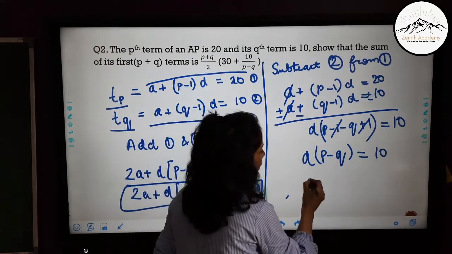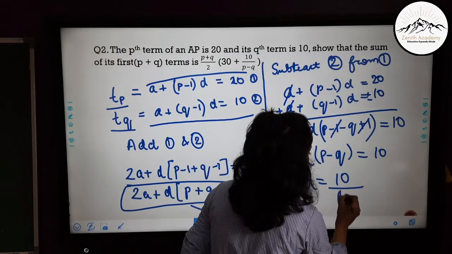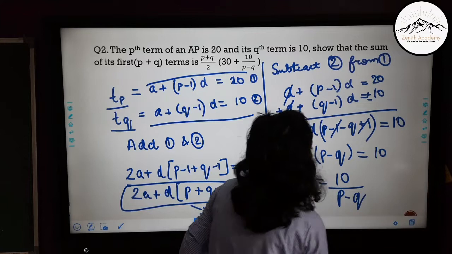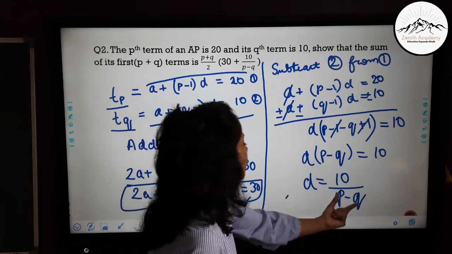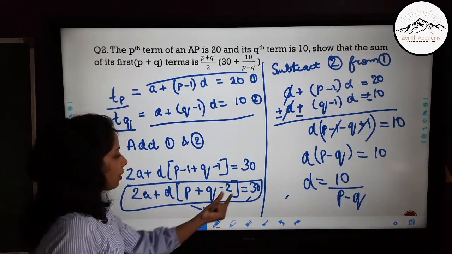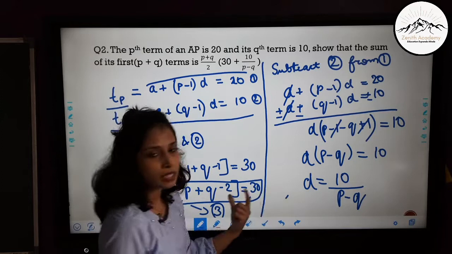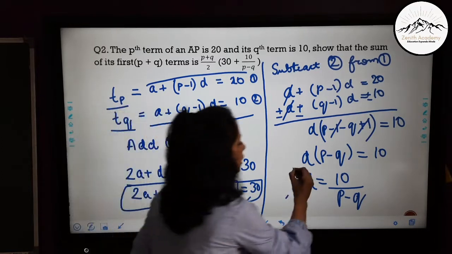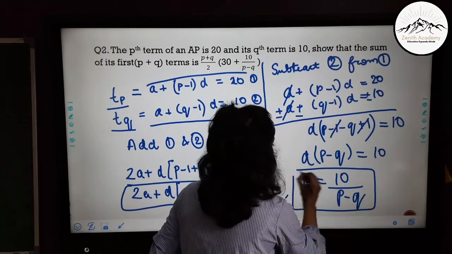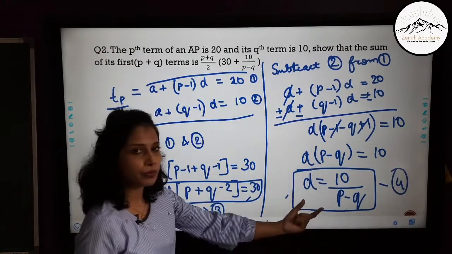So what will be our D? When we simplify it further, 10 upon p minus q. Now let's see. 10 upon p minus q is one of our terms and 30 is also one of our terms. So we can use both these equations. So now let us see how we need to use these equations. This is equation 4.